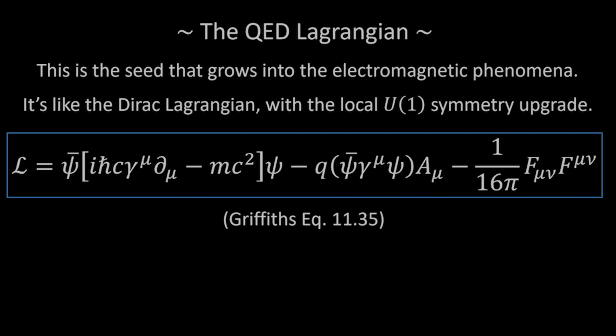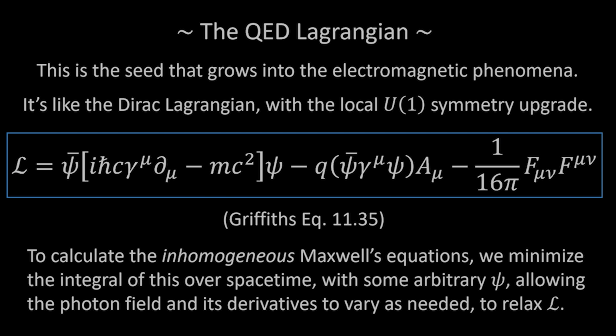So now let's go ahead and use this Lagrangian to calculate the inhomogeneous Maxwell's equations. And we do that by minimizing the action, which is the integral of the Lagrangian density over spacetime, with some arbitrary electron field psi, and we allow the photon field and its derivatives to vary and flop around as needed to relax the Lagrangian.